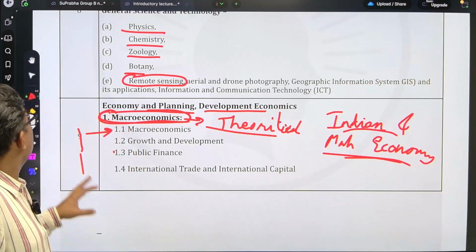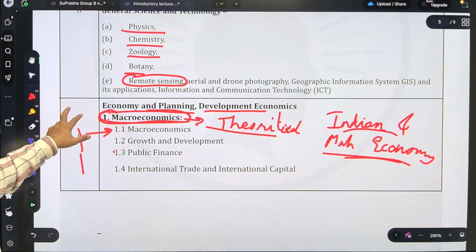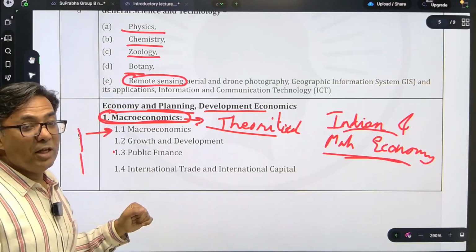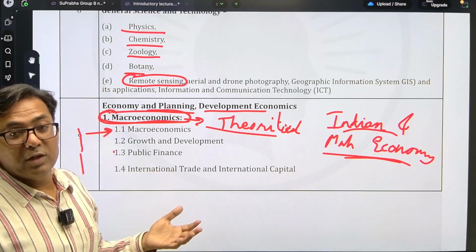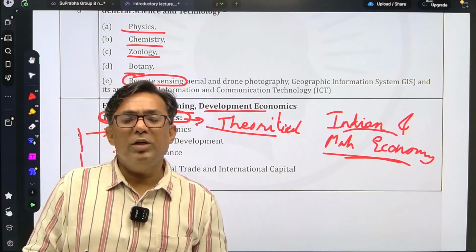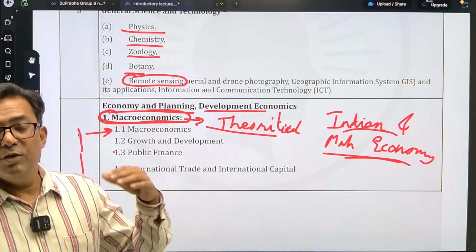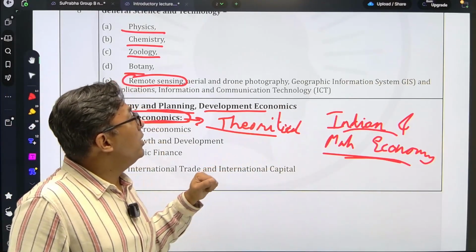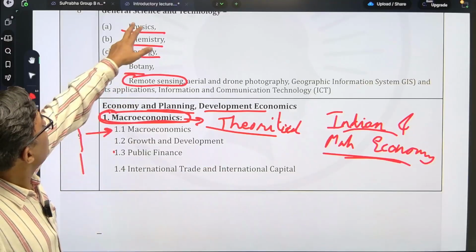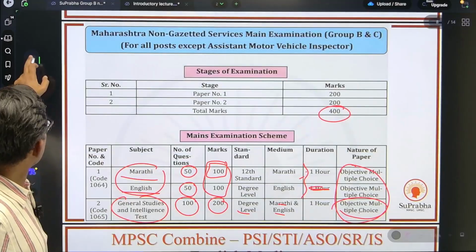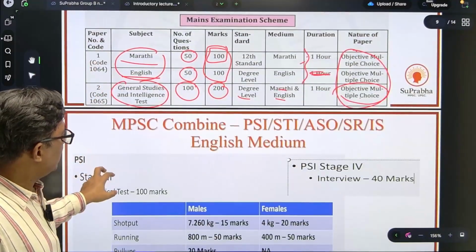So these are the 9 topics you have for mains. So economic planning, then you have general science, then polity, history, geography, the same thing. The aptitude, the numerical reasoning, everything for which you have dealt with the topics for prelims, you have it over here in mains. So this was about the mains part.